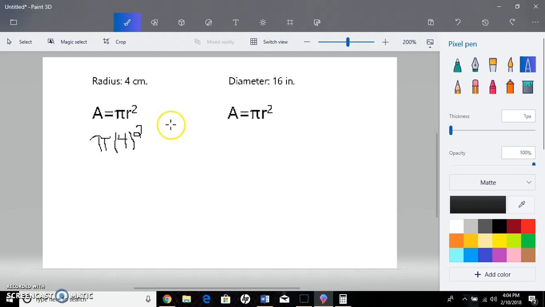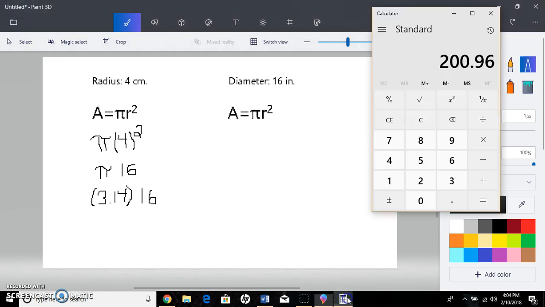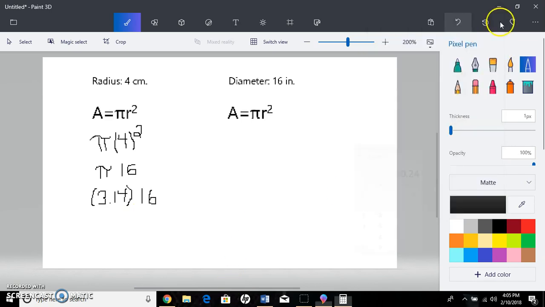So 4 squared, as you can see here, would be 16. So pi times 16. Now we're going to change it to 3.14 because that is pi. And we're going to put the 16 next to it. So now we're going to take out our calculator, clear this, and put 3.14 times 16. And that equals 50.24. So we're going to put that in our answer.